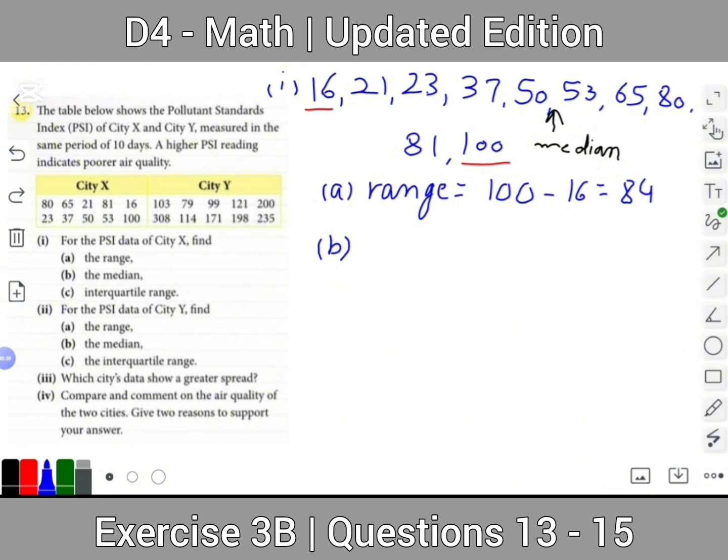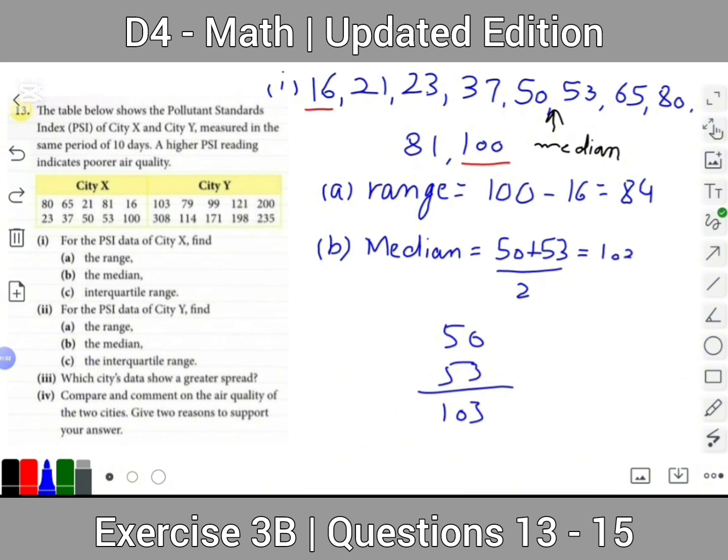Now to find the median, we will take the mean of the two middle values. So here we have 50 plus 53 divided by 2. 50 plus 53 is equal to 103, divided by 2, which equals 51.5. So the median for the PSI data of city X is equal to 51.5.